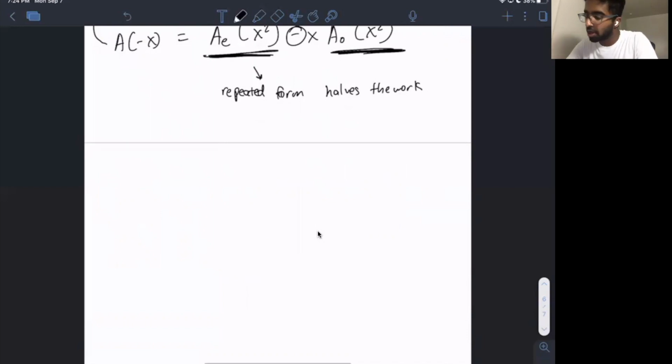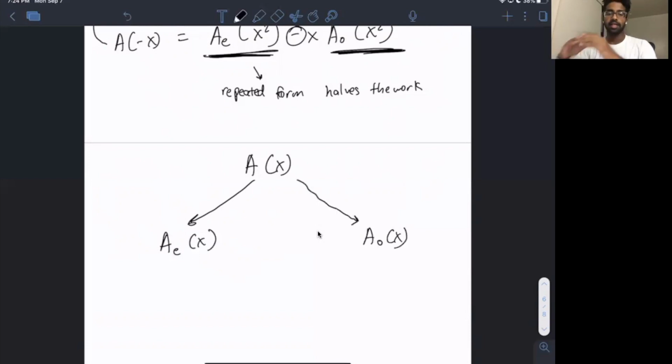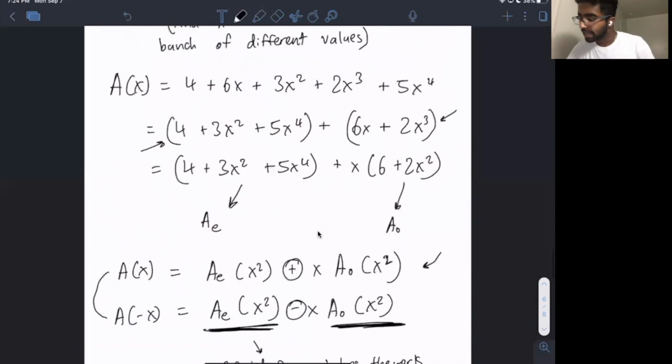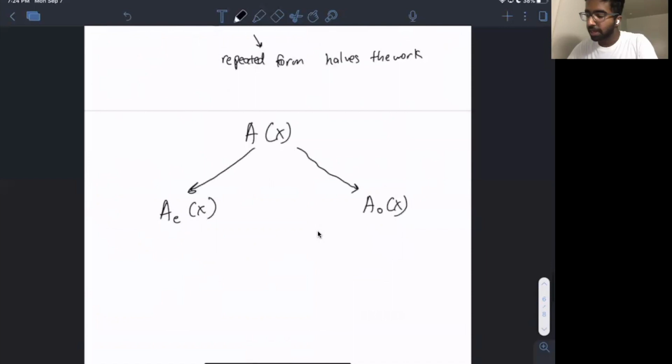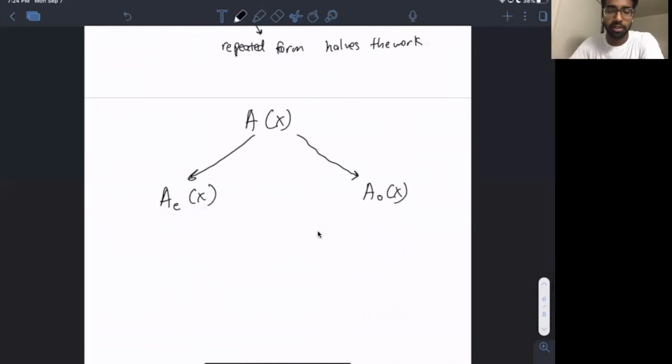concepts come into play. We have this A of x polynomial that we want to evaluate at a bunch of points. We split it up into A sub e of x and A sub o of x. And so we branch off into two much smaller problems, right? Because as you see here, each of these A sub e and A sub o are now half the size of A of x. And so again, that goes back to the divide and conquer principles.